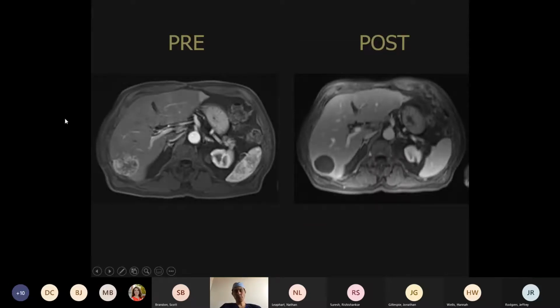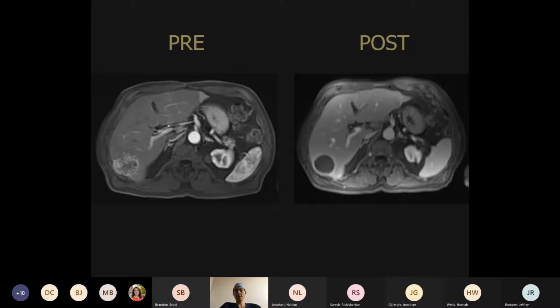And this is the pre and post MRI. The MRI was taken a month after the procedure. So you see that there's no more contrast enhancement on the tumor. Everything's just a black hole. And that's what we call complete response. There's no evidence of residual disease in that area anymore. So it's a pretty effective procedure.